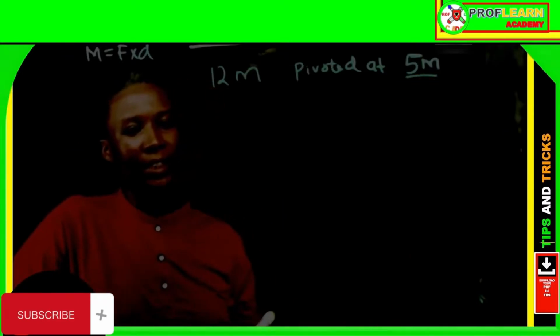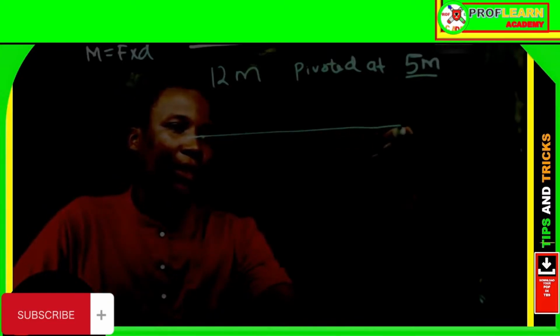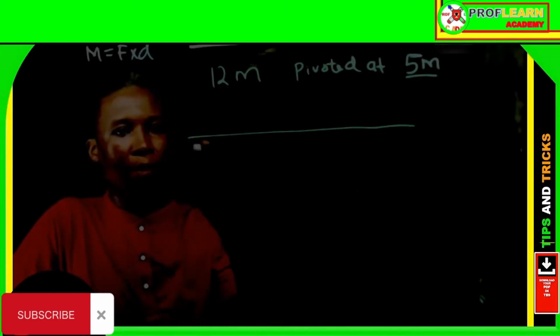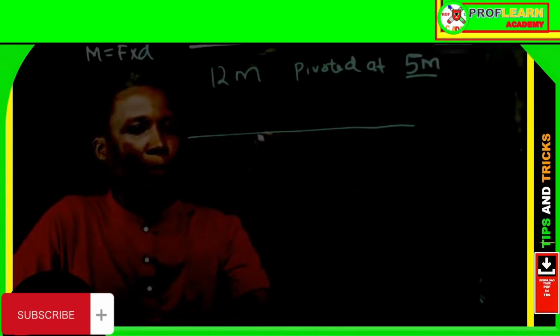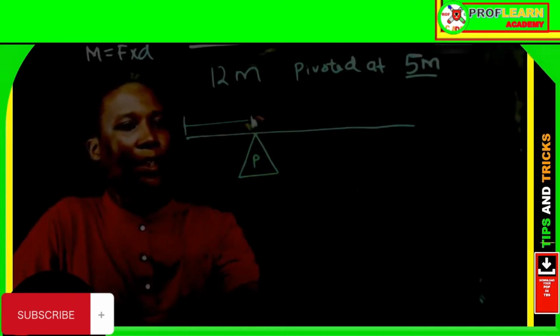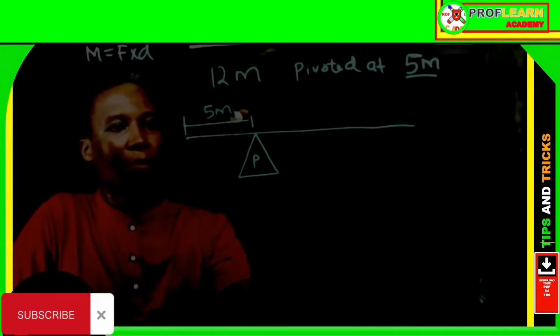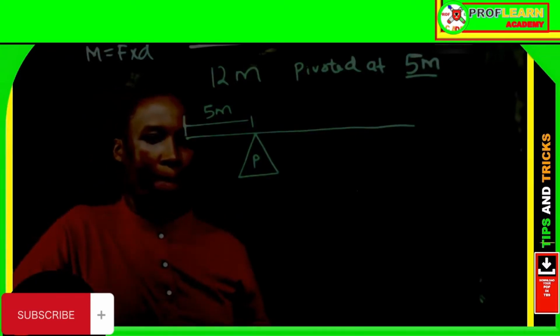Pivoted at 5 meters from one end. Now, let's say this is the beam and it's pivoted at that mark. That's the pivot, meaning from one end, the distance is what? The distance is 5 meters. I'm trying to analyze that question.